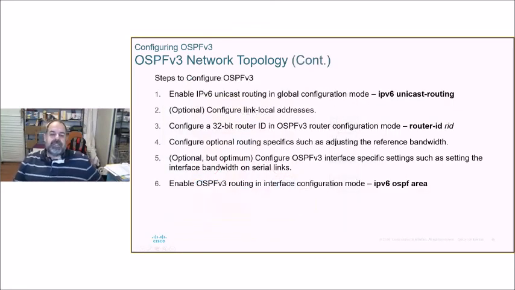So how do we do it? You have to turn on IPv6 unicast routing. You configure your link local addresses if you wish to. Configure a router ID. Configure routing specifics such as a reference bandwidth. Again, bandwidth commands on serial links is a good idea, and then you actually enable it with IPv6 OSPF area commands, and that's on the interfaces.